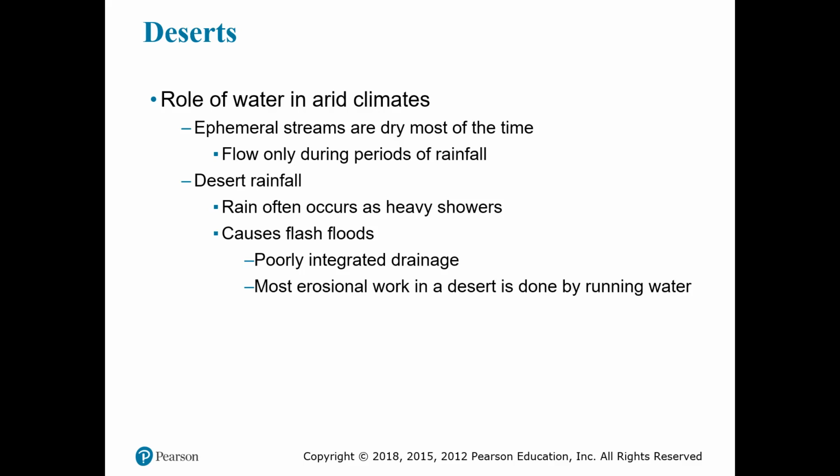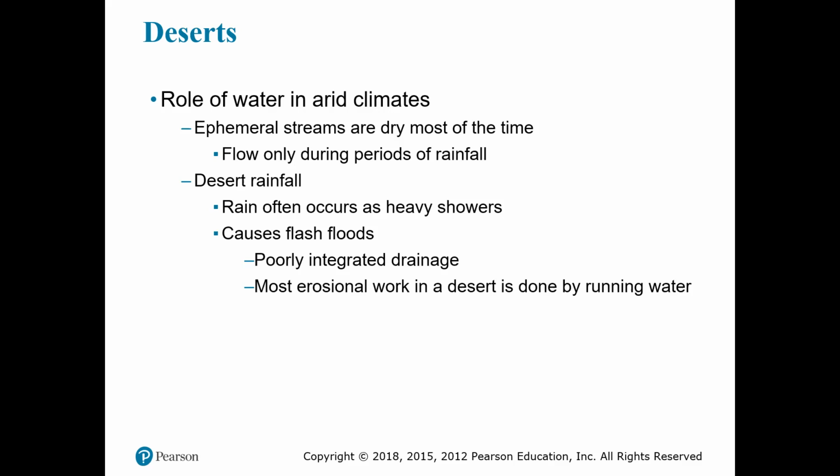And if you spend much time in the desert or in these dry areas, you'll know that a lot of times the roads will cross dry channels. There's not even really bridges or anything. The roads just go right over the dry channels because there's so few times when water is flowing. But typically in the desert, when rain does fall, it comes in heavy rainfall, heavy thunderstorms, which causes flash floods. Deserts have poor drainage, and so most of the work of erosion is done by running water.